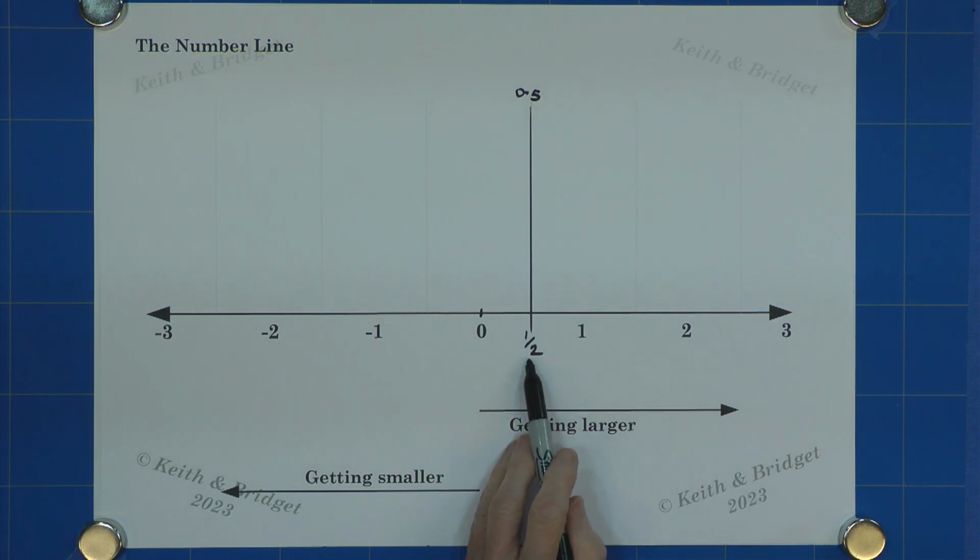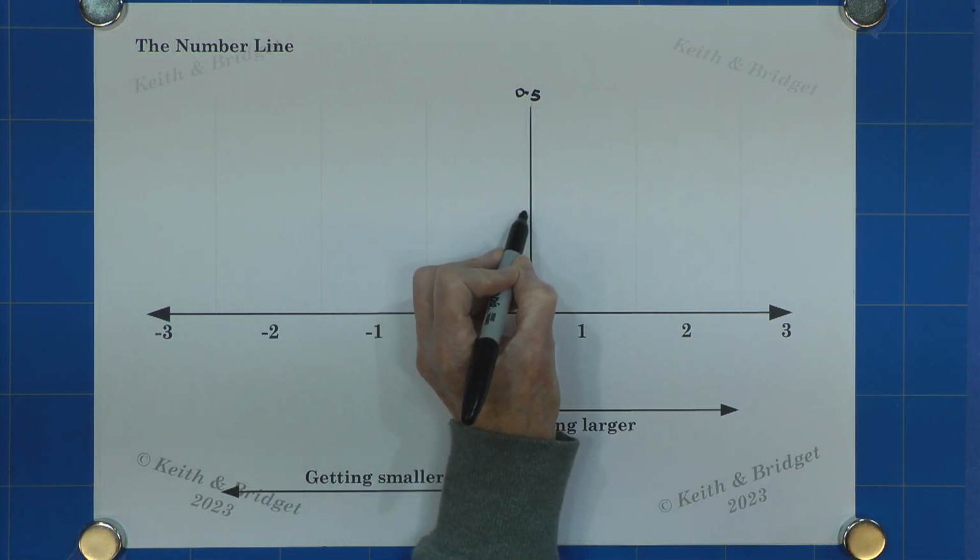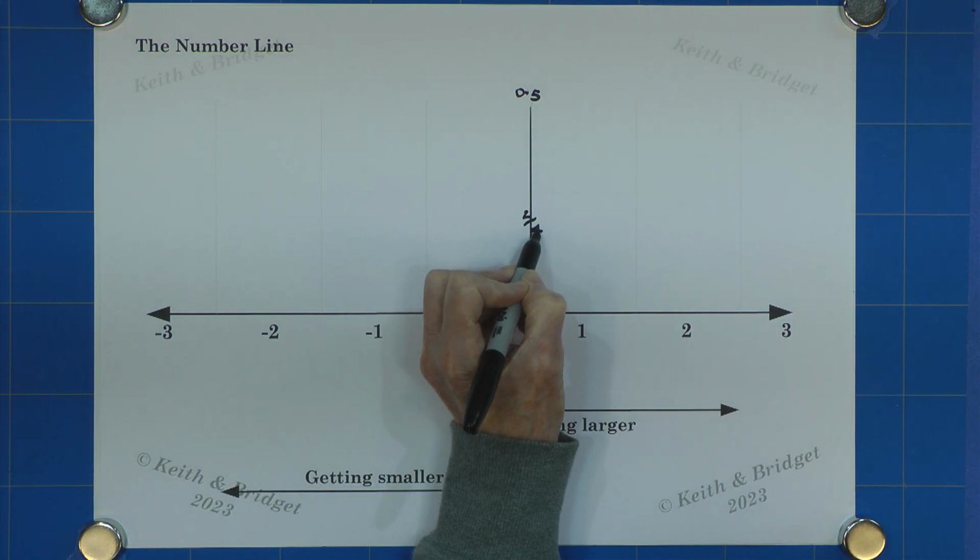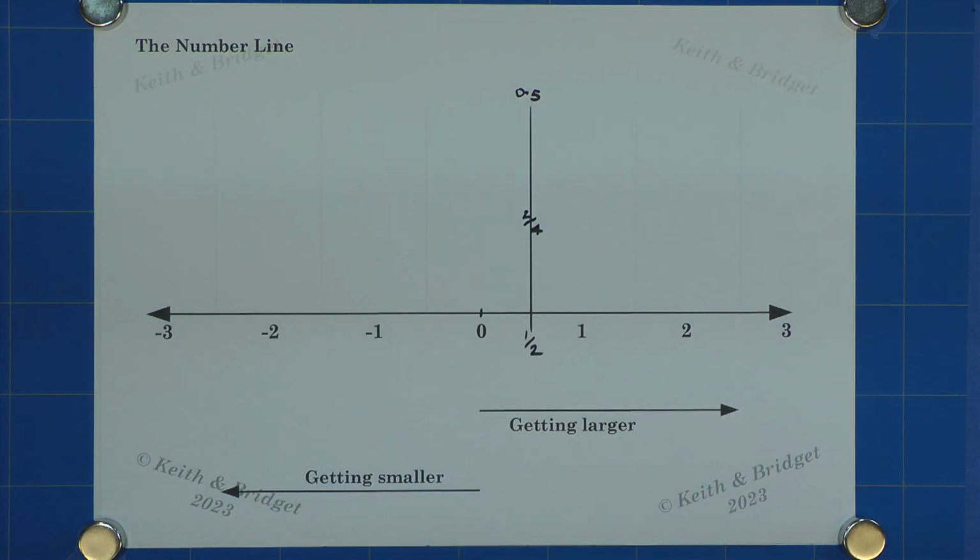So we've looked at fractions and equivalent fractions. Can you think of an equivalent fraction to a half? Well, another one would be 2 over 4. Okay, I'm going to put that just up here. 2 quarters. So again, all of these are equivalent, labelling the same point.